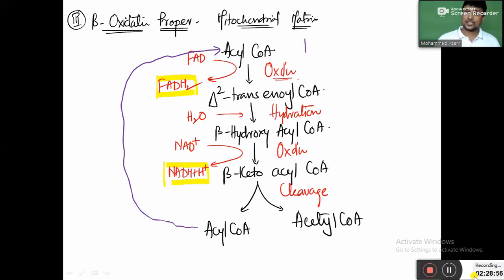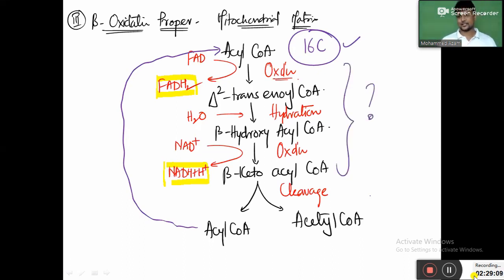Now the question here is: if you are starting with 16 carbon, how many times will beta oxidation proper take place? Remember, beta oxidation proper will take place only 7 times. How many times? 7 times. Very good. So please write down the heading there as energetics.